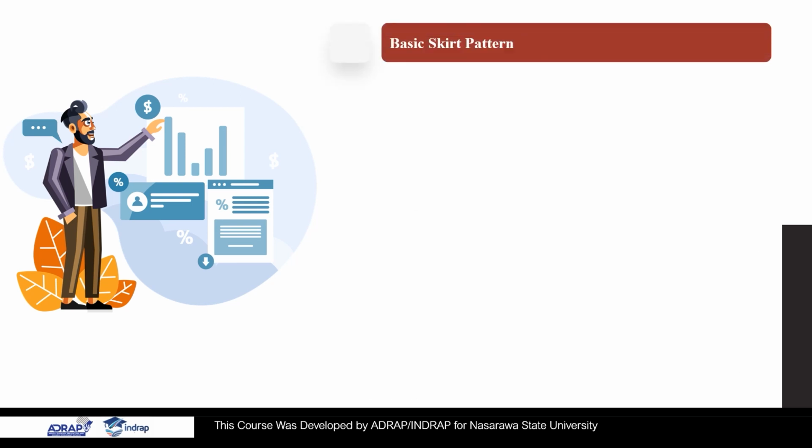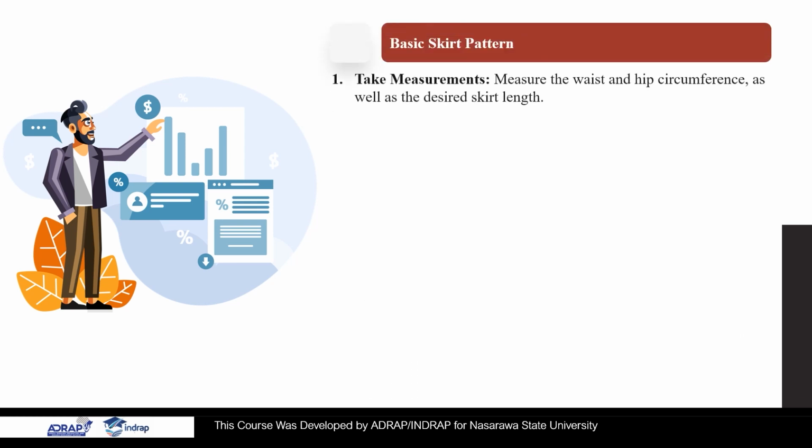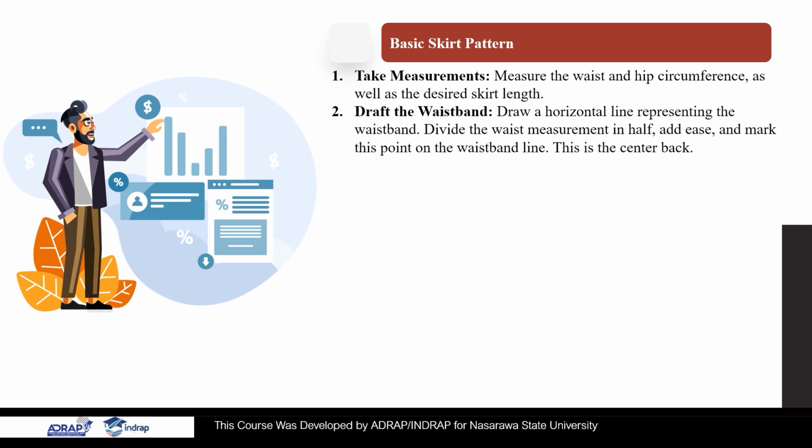Basic skirt pattern. Take measurements. Measure the waist and hip circumference as well as the desired skirt length. Draft the waistband. Draw a horizontal line representing the waistband. Divide the waist measurement in half, add ease, and mark this point on the waistband line. This is the center back.